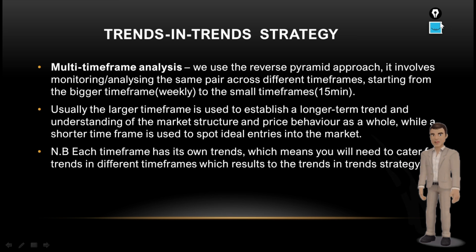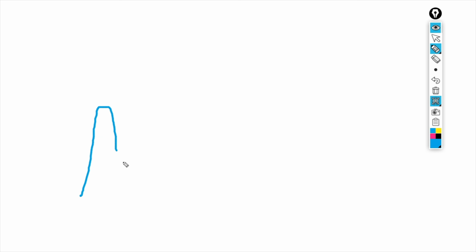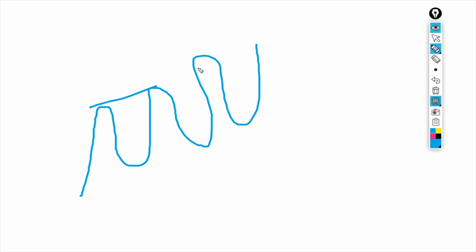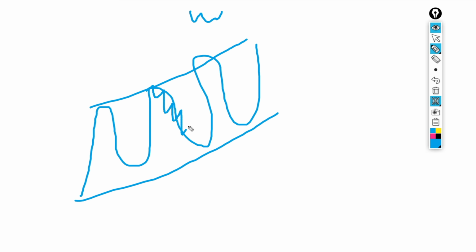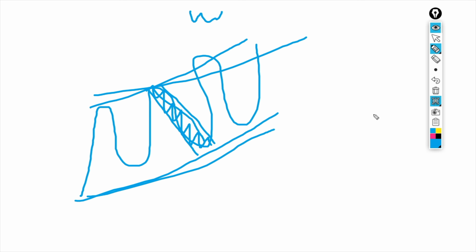Let me show you an example. When we have an overall weekly bullish movement, this would be a weekly. We would know that when we're in a daily, the market also ranges in this manner. So the trend inside the overall trend becomes trends in trends. The trend inside is bearish and the overall trend is bullish. So this is trends in trends, guys.